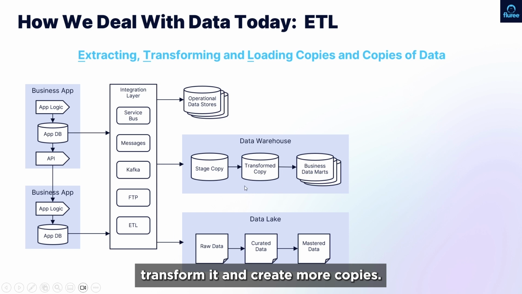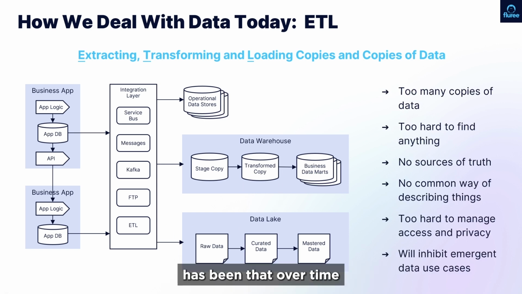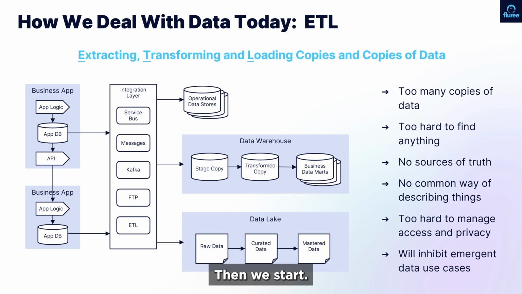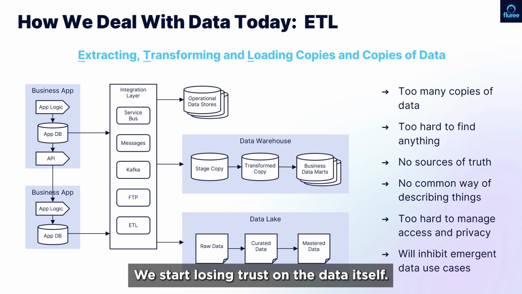and create more copies. Now, the challenge with this pattern has been that over time, you wind up creating way too many copies of data, and it becomes very difficult to figure out what's the truth. Like, where is the information that I'm supposed to be using that's authoritative? When we don't have a source of truth and we don't know exactly where to find something, then we start losing trust on the data itself.